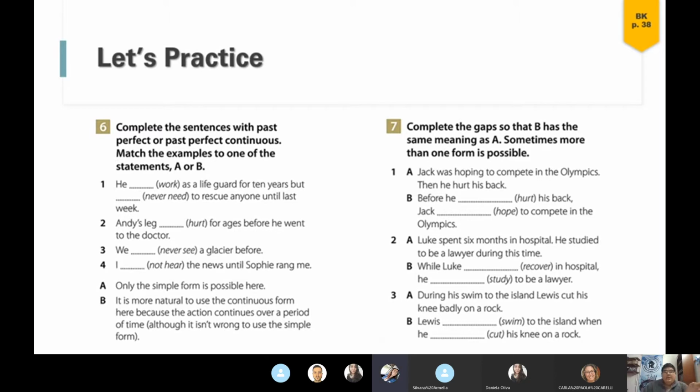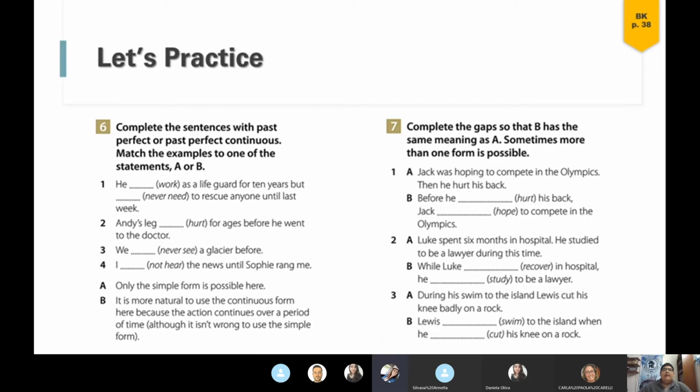You have last week, that is the point in the past, and before that, the other actions took place. So, before that action, he had been working as a lifeguard, and he had never needed. Okay, and now I'm going to explain why needed is in the simple form. Remember that need is a state verb, and with state verbs we use the simple form. That's why I cannot say he had never been needing. That is impossible. That's why we say he had never needed.